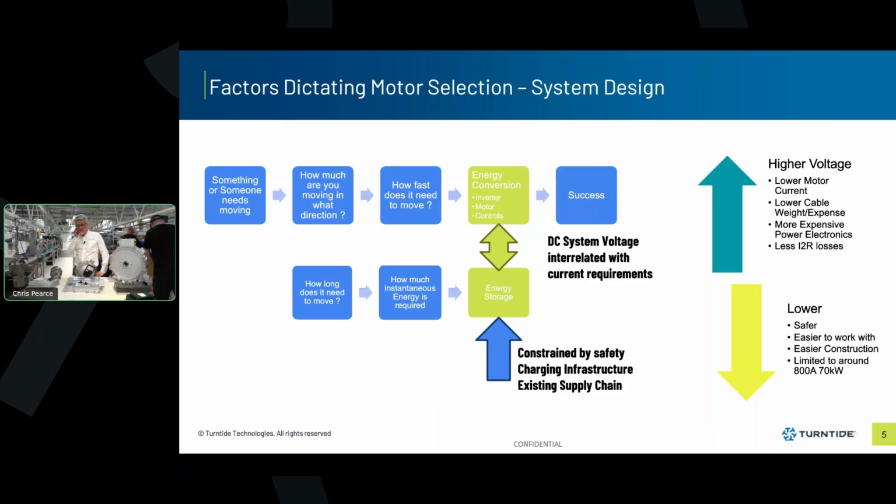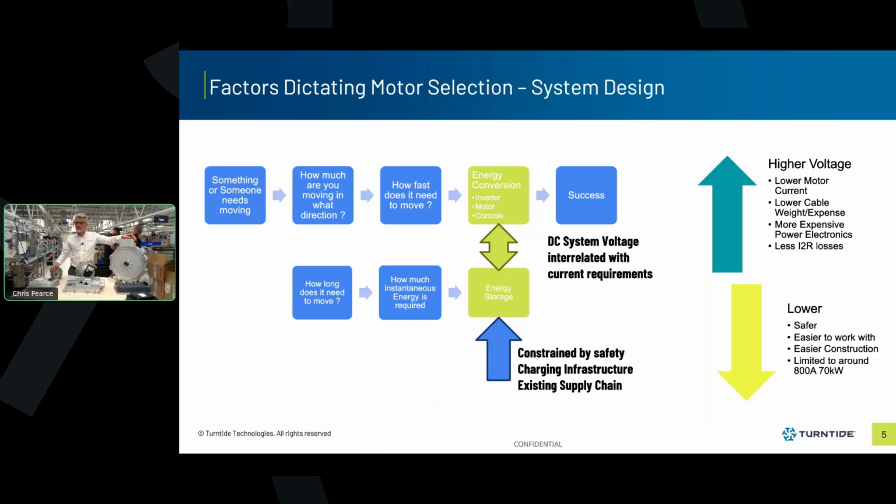And from that, we can then start to think about the power requirements on our inverter system and how much energy storage we're going to require. So the energy storage and the inverter interaction hinge around the DC link system voltage. This is directly related to the current that we're going to put into the motor to move our load and solve our problem. And there are two interrelated questions there about what our DC link system voltage needs to be.